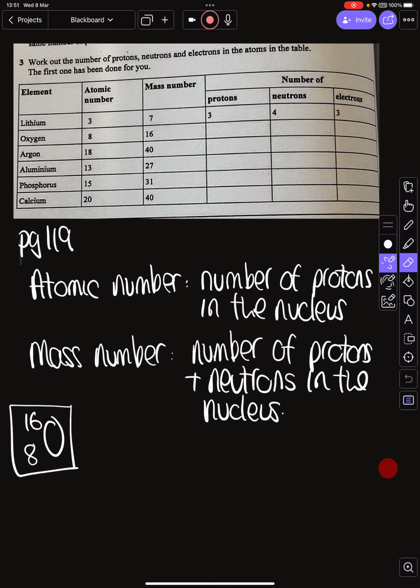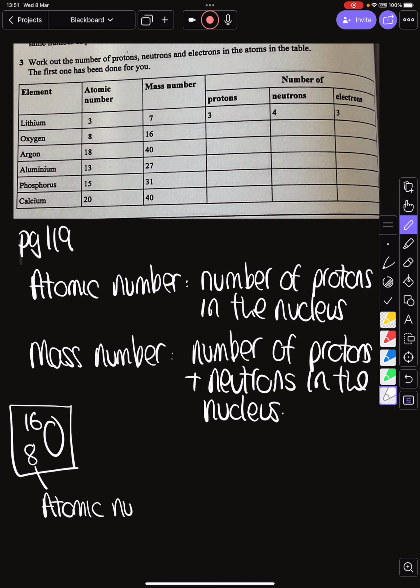So when you look at something like this, where oxygen has 8 and 16, you now know that this is the atomic number, and this is the mass number.